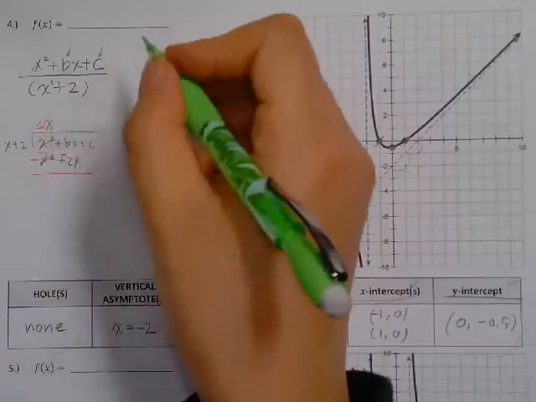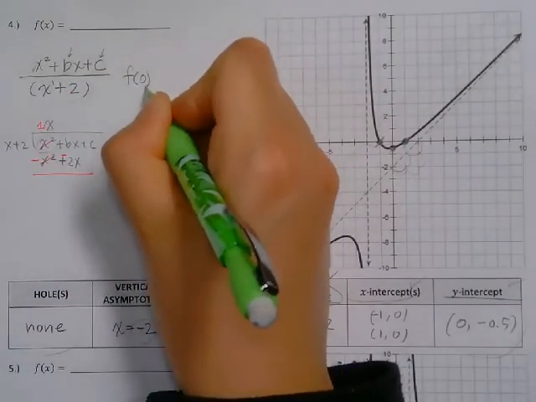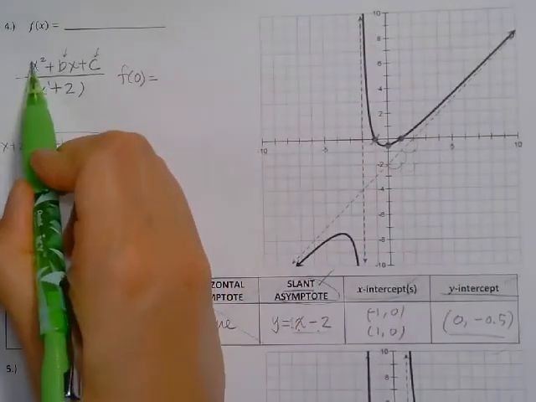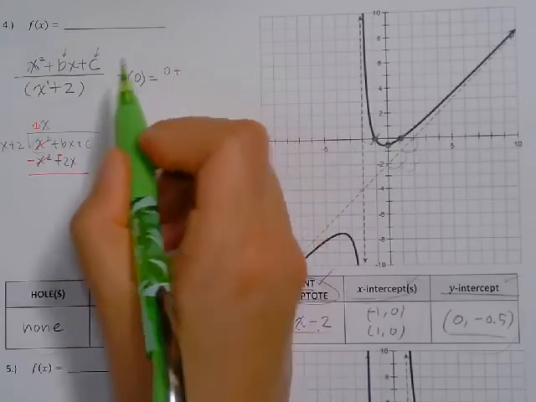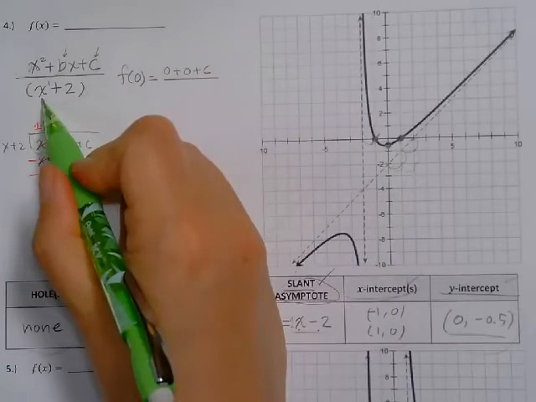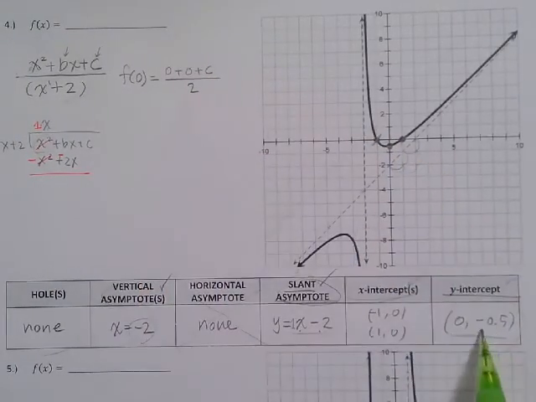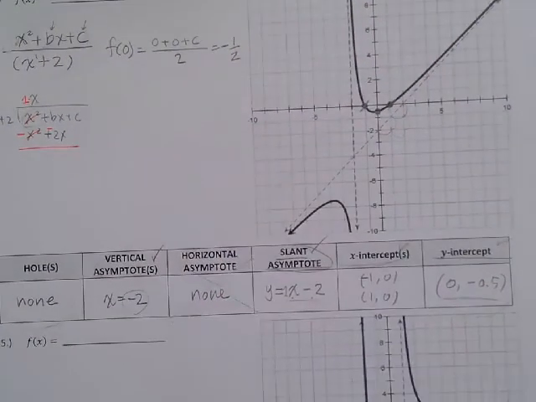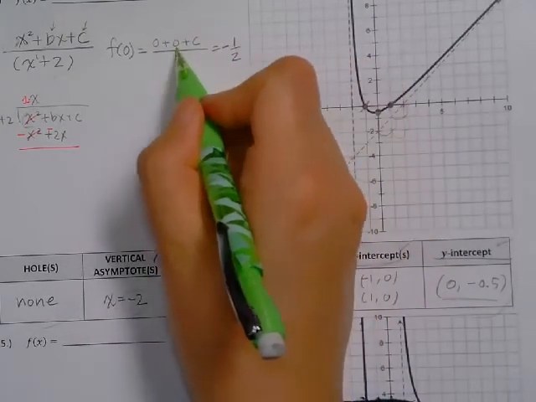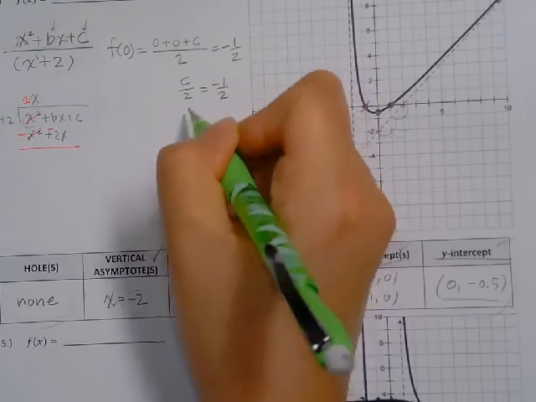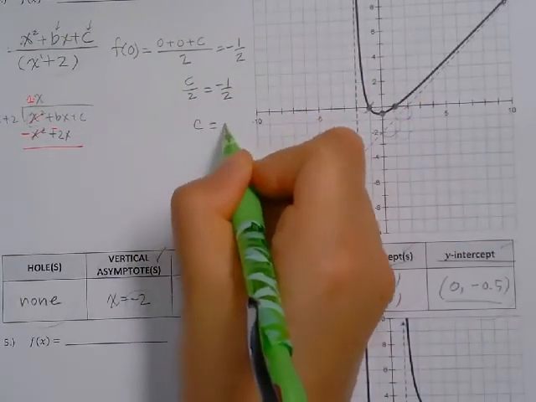So then with this format, f of 0 is going to be 0 squared, 0 times b, plus c, over 0 plus 2, which is 2. It's supposed to be what? Minus 0.5. It's -1/2. Then next step, 0 plus 0 plus c is c. So c over 2 is -1/2. Then what's c? C is -1.